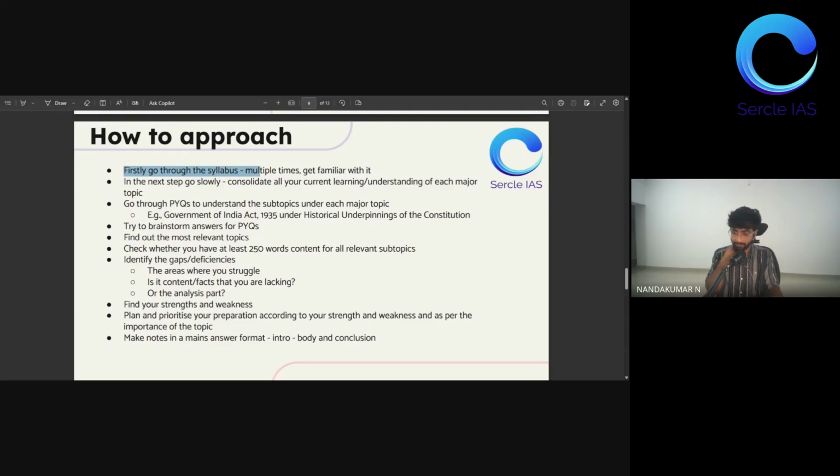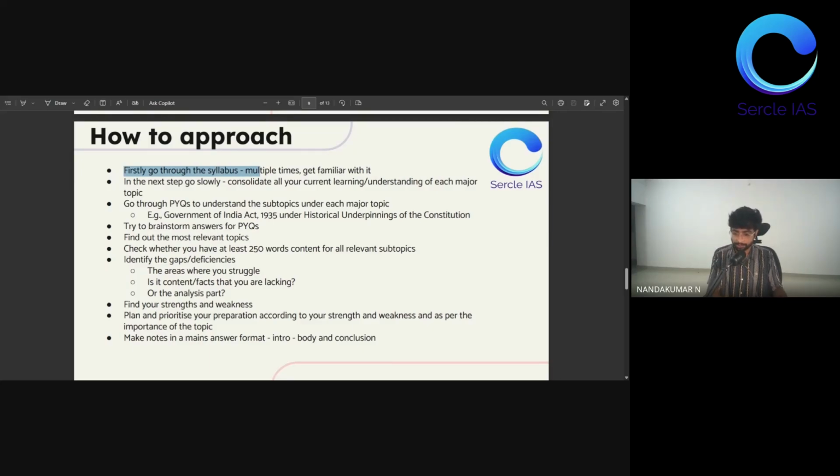And for these relevant topics, try to have 250 words of content. Okay. And if you're not able to generate, or if you don't have 250 words of content at this point, this is where your own analysis, your individual analysis, is going to happen. Now identify the gaps and deficiencies. What are the areas you struggle with? Is it content or facts?